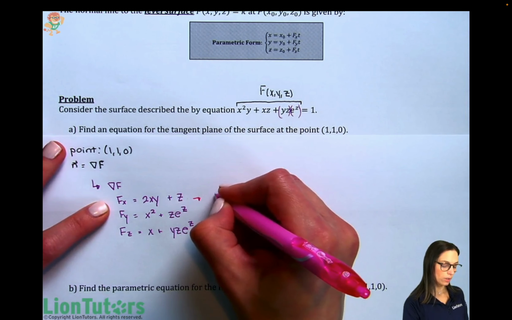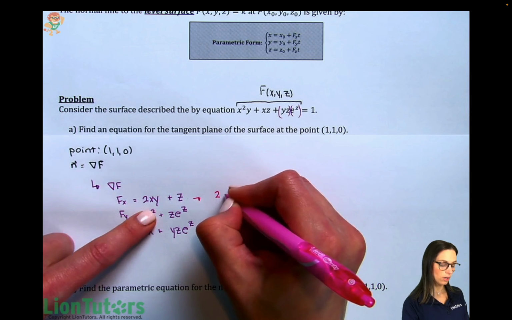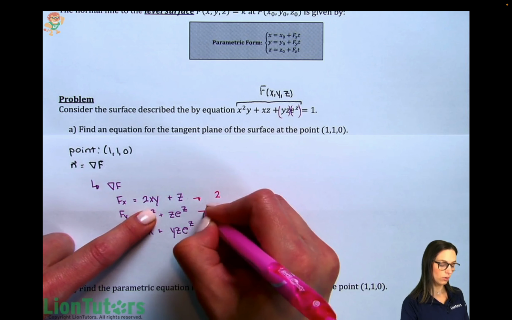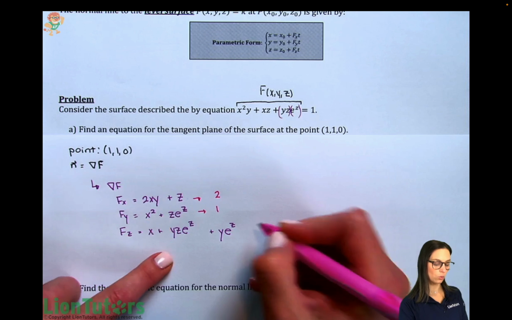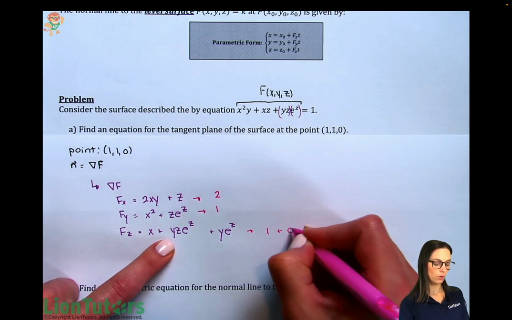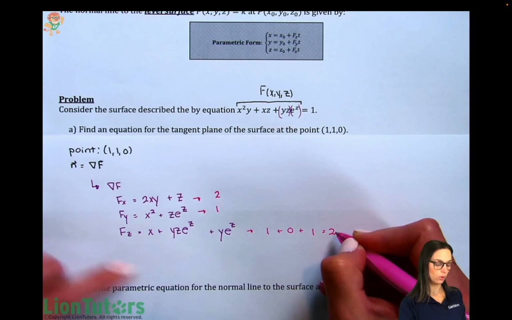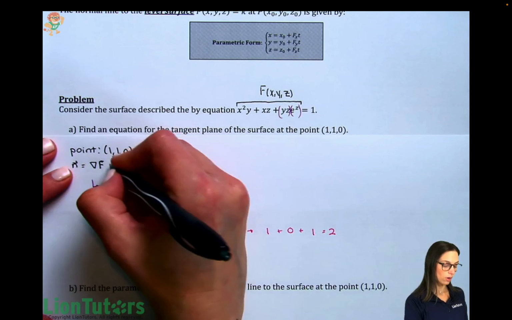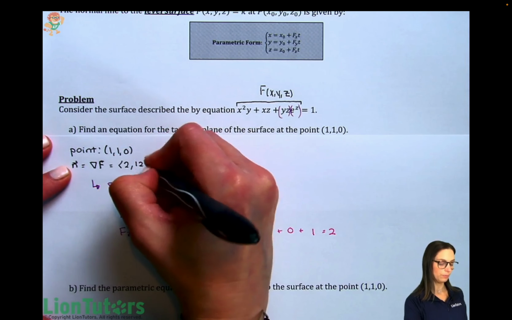So at 1, 1, 0, that's going to give us 2 plus 0, so just 2. This will give us 1 plus 0, which is just 1. And this will give us 1 plus 0 plus 1, which would give us 2. So our gradient is 2, 1, 2.